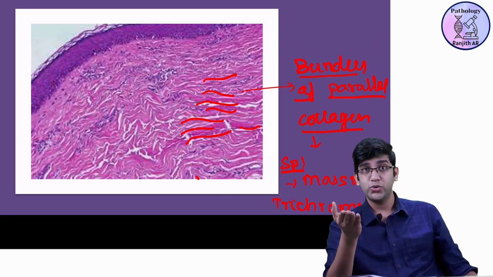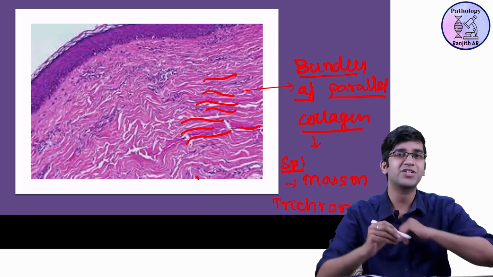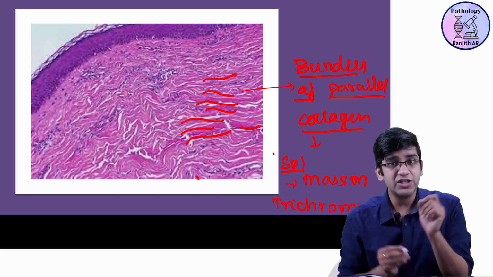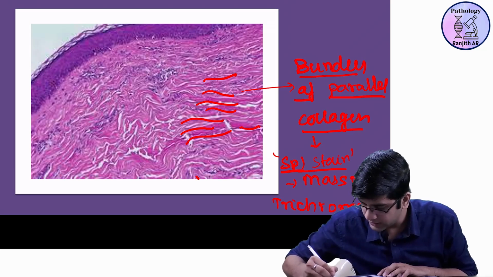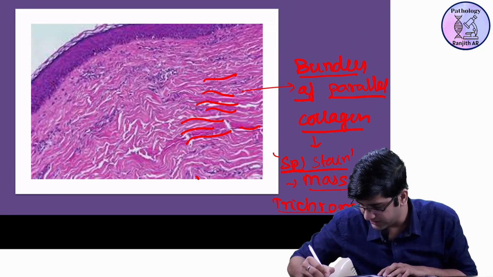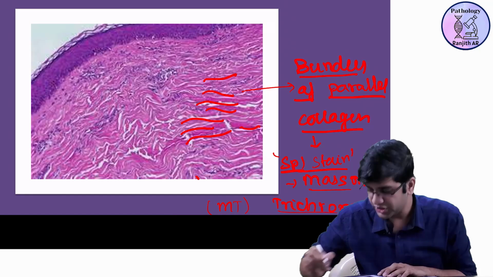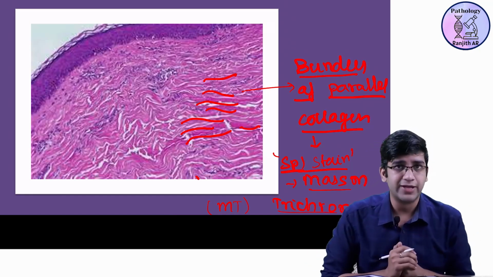What do I do? What do you do? Perfect. You ask for a special stain. The special stain for collagen is Mason's trichrome. Do write this down. We'll read them whenever we require. The special stain for collagen is called Mason's trichrome.